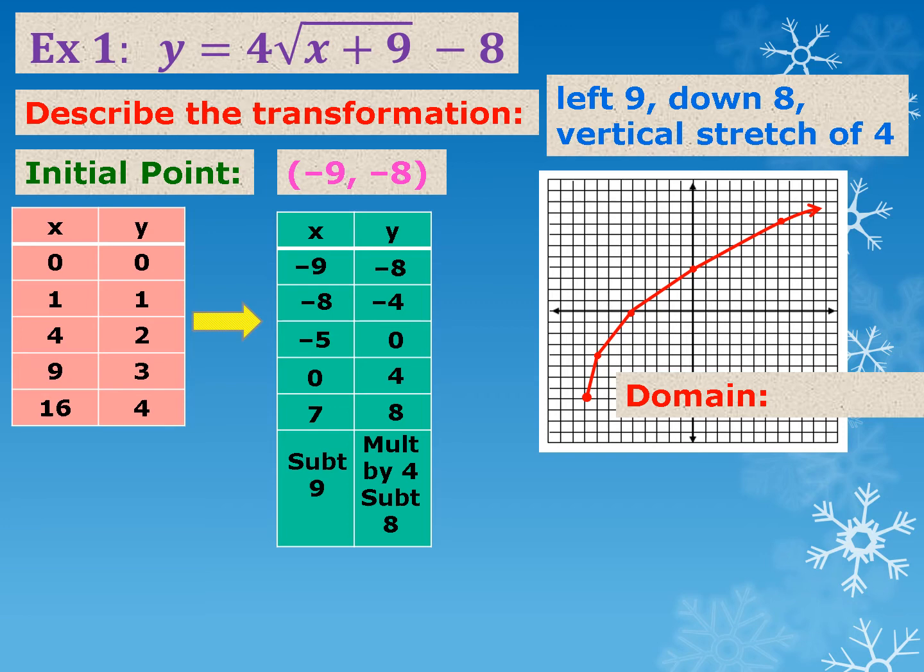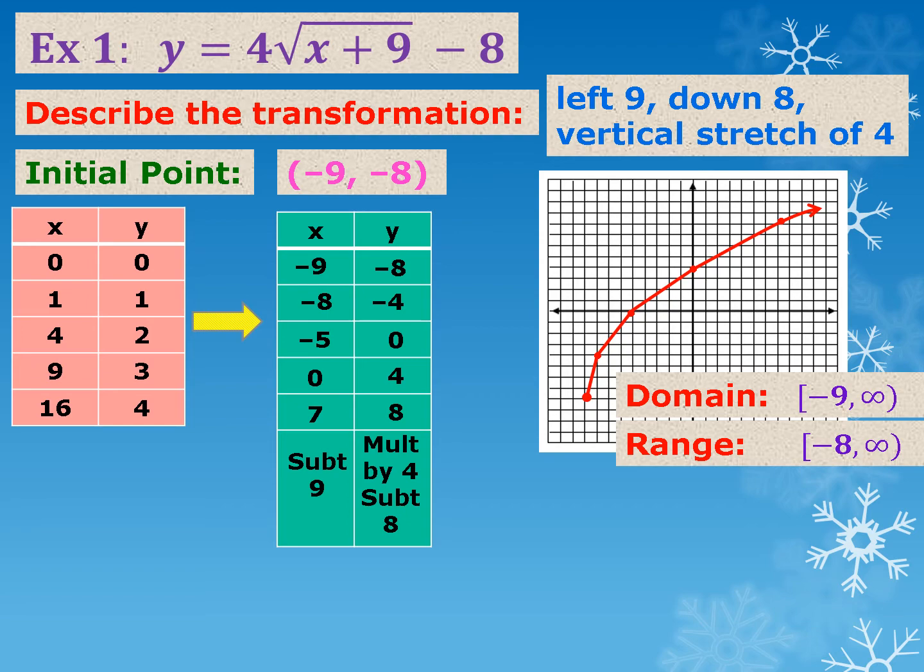Let's talk about the domain. Well, my smallest x value is -9, and I can touch that point on my graph. And then it just keeps going, all the x's to the right all the way to infinity. So our domain is going to be -9 to infinity. My range, well, my smallest y value is -8, but then that keeps increasing, increasing, increasing. So my range is going to be -8 to infinity.